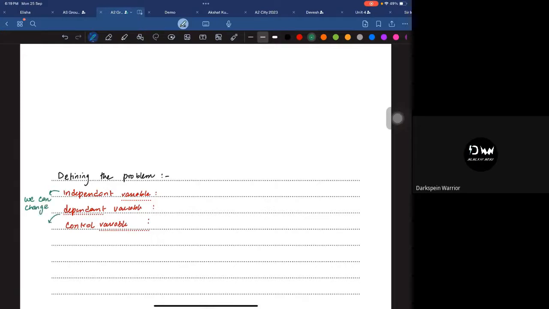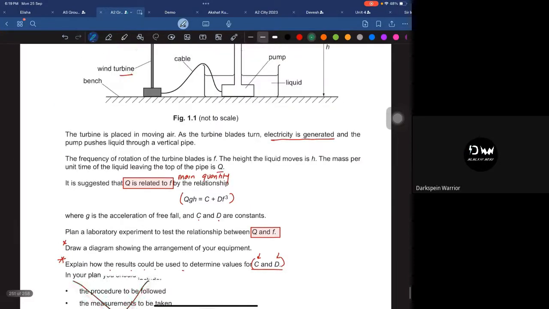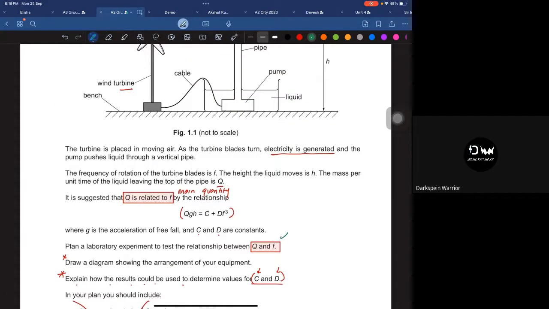And dependent means that it changes due to the independent variable. All right, so this is what it means. So the first one we can obviously change. So in this one, let's have a look. We need to plan an experiment between Q and F.